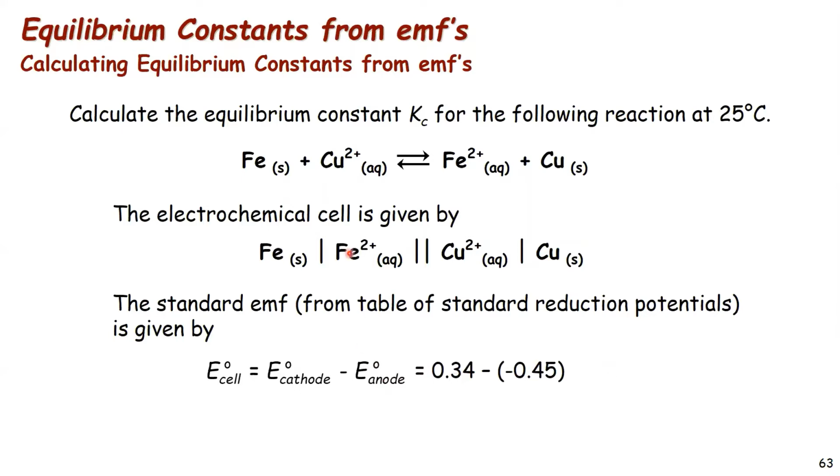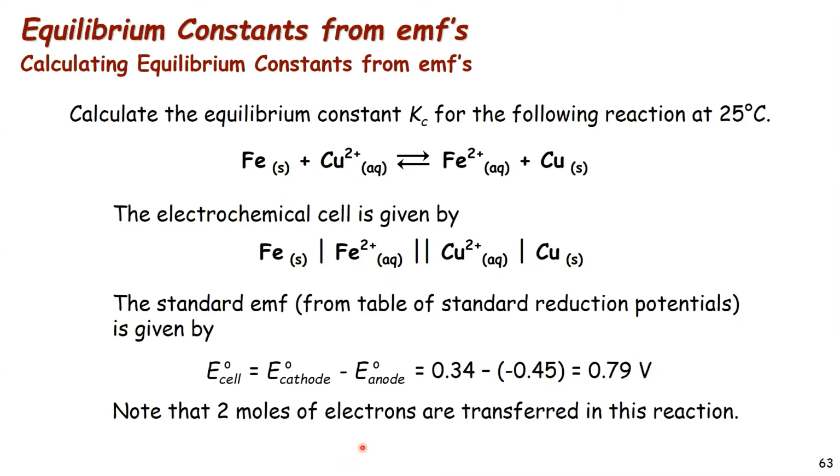We'll look those up in tables. The cathode is copper 2 plus plus 2 electrons going to copper, which is 0.34 volts in the table. Then, remember, we want the reduction potential of the iron, so it's iron 2 plus plus 2 electrons going to iron, and that reduction potential is negative 0.45. Plugging that in gives us a standard cell potential of 0.79 volts.